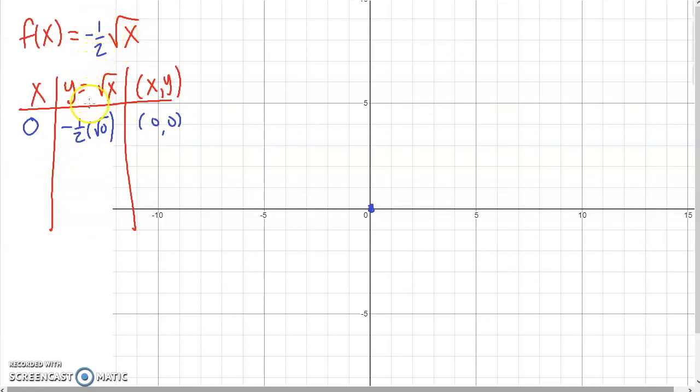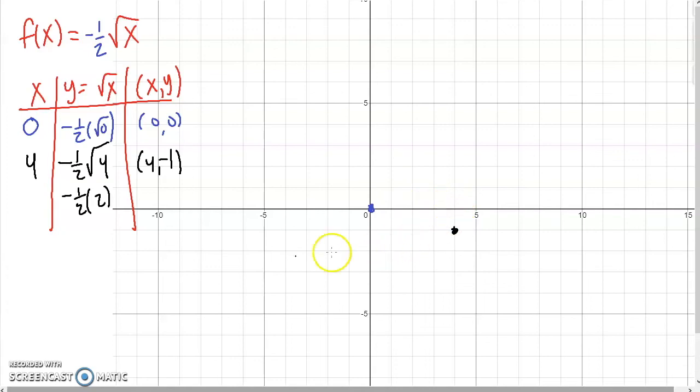Now that's not the biggest deal in the world with 1/2, but let's just go ahead just for funsies. Let's pick a number like 4. Negative 1/2 times the square root of 4, that's negative 1/2 times 2, and when x is 4, it looks like y is going to be negative 1. So when I go over 1, 2, 3, 4, I'm actually supposed to go down 1.